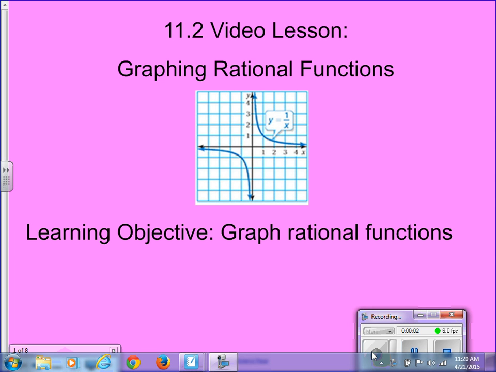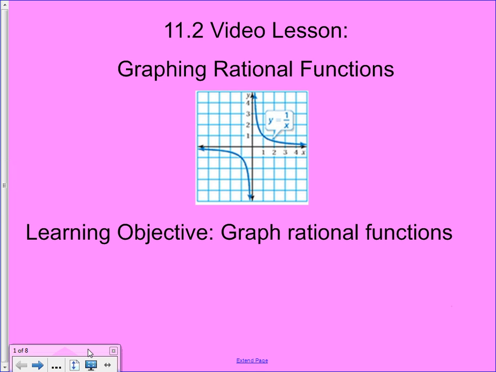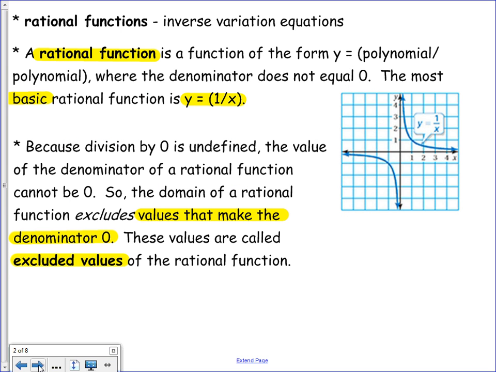Welcome to video lesson 11.2 on graphing rational functions. Yesterday we learned about inverse functions, which was a type of rational function. And today we're going to be graphing more of those. Okay? So inverse variations are examples of rational functions.